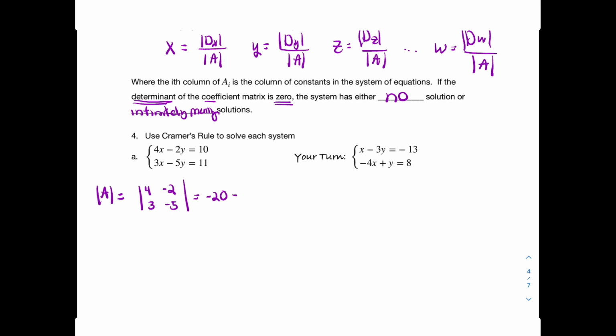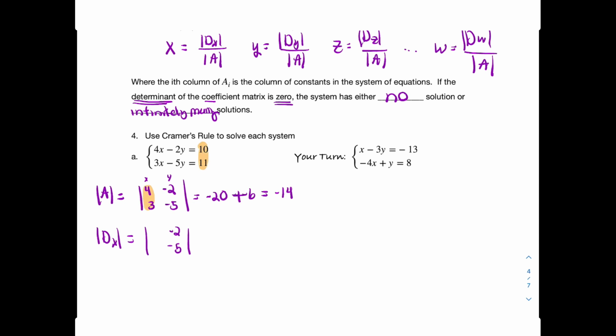So this is a 2 by 2 matrix. So I just do the product of the diagonals down minus the product of the diagonals up. And that determinant is simply negative 14. Now I'm going to find the determinant of x. Now, for the determinant x, you look at your coefficient matrix. Notice my first column lined up with my x variables. My second column lined up with my y variables.